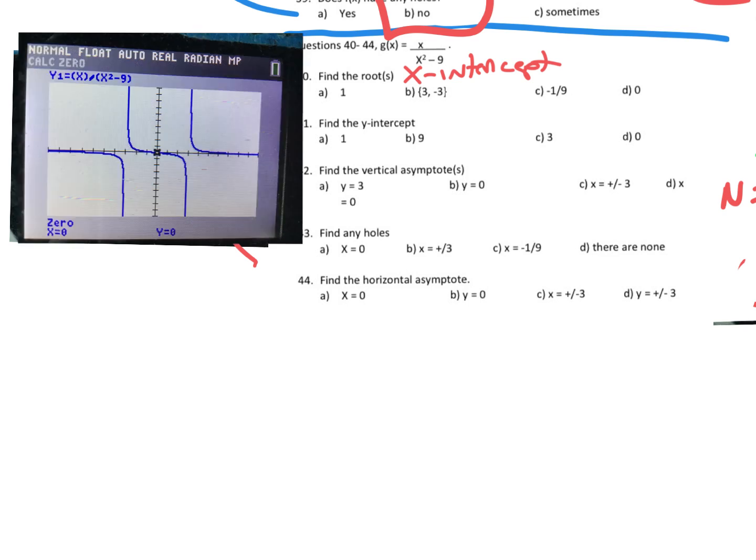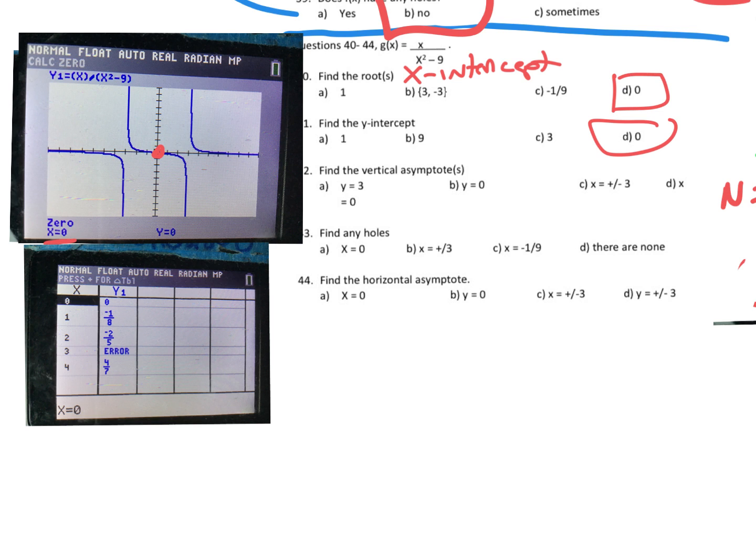And it turns out that the zero is x equals 0. For us, we want to go about finding the y-intercept. Well, we know since the x-intercept is 0, the y-intercept also has to be 0. But we can always use our table. And here, when x is equal to 0, so is y. So the origin is both our root and our y-intercept.